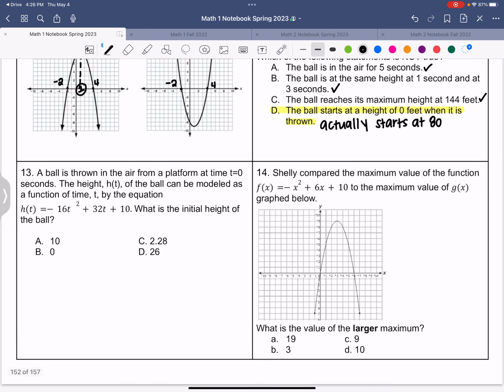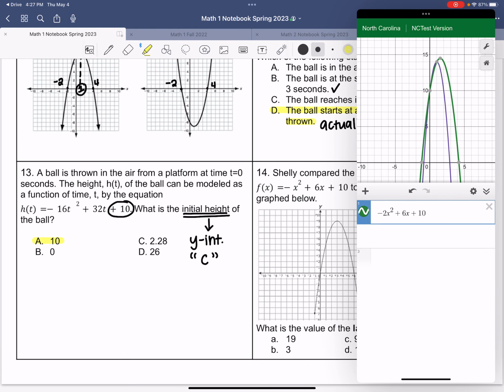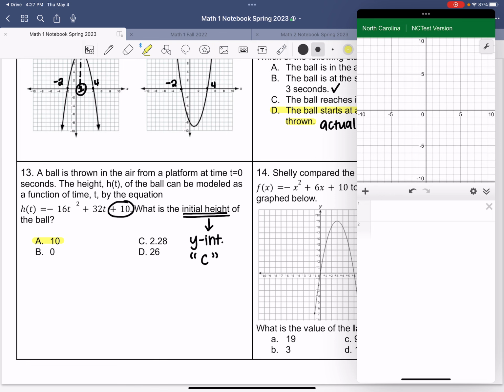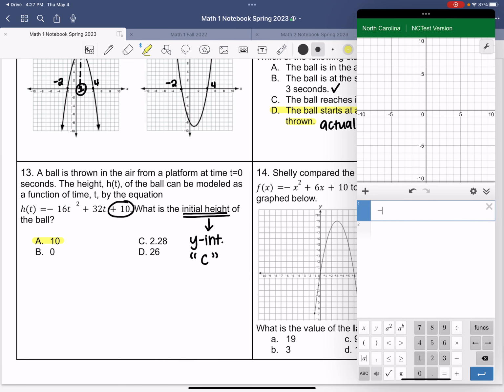13. A ball is thrown in the air. Let's see, what are we looking for? The initial height. Okay. So again, on this one, this is one that might not require any work, but we can still show support. The initial height is your y-intercept, and that is the c value, which is 10. So you could graph this. If you didn't remember that you could just find the c value. If you graph this, you'd be looking for the y-intercept.